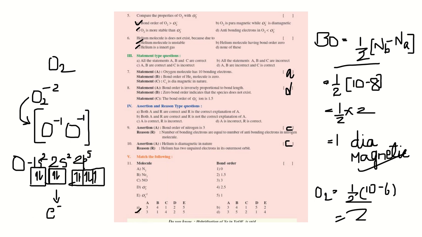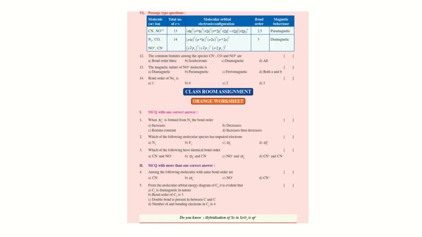Now looking at the next slide, we have passage type questions. The 12th one: the common features among the species CN minus, CO and NO plus. It is all are correct. Next is the magnetic nature of the NO2 plus molecule. It is A, that is diamagnetic, and the bond order of Ne2 is 0.